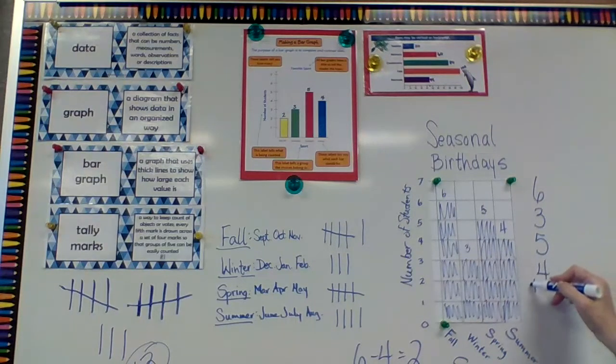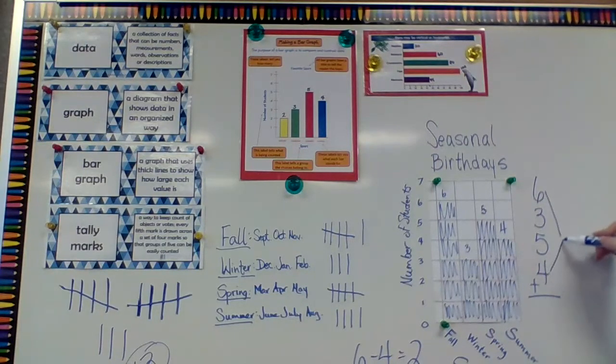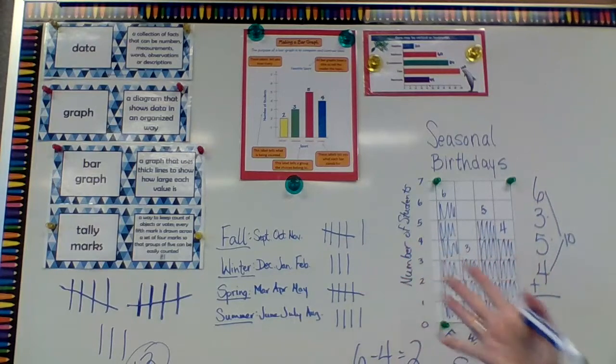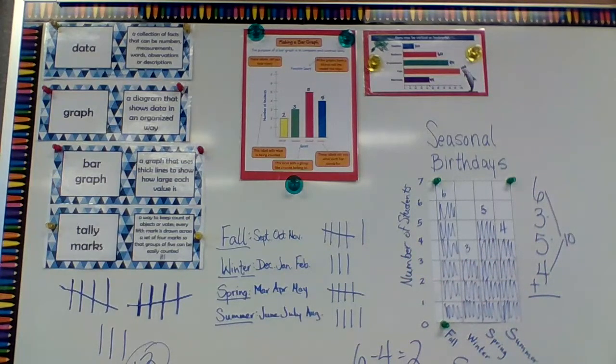Okay, we have 4 numbers to add, and remember how we know to do that. We're going to look for doubles or sums of 10, and when I do, I see a sum of 10 right here. 6 plus 4 is 10. So 10 plus 3 is 13. 13 plus 5, you can count up 5. 14, 15, 16, 17, 18. So there are 18 students who voted and told us their birthdays.